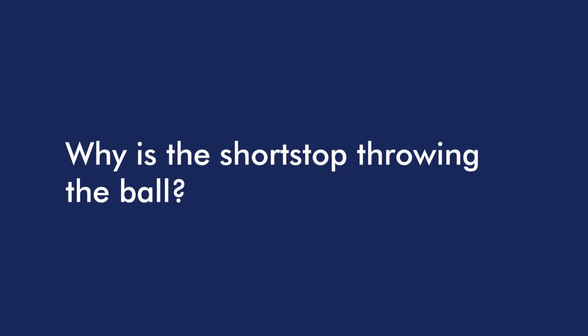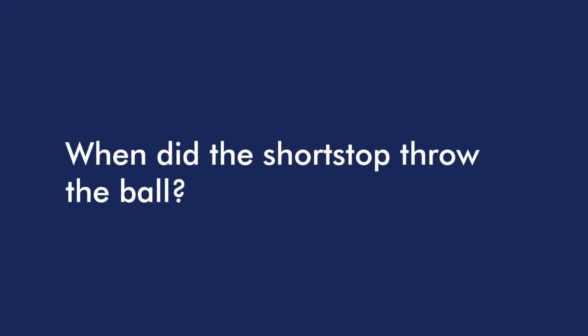The subject is still shortstop, the direct object is still the ball, and we still have the verb phrase is throwing. When did the shortstop throw the ball? In this example, the word when is the adverb that introduces the question. The verb phrase this time is did throw, but again, the subject and direct object are the same as before.